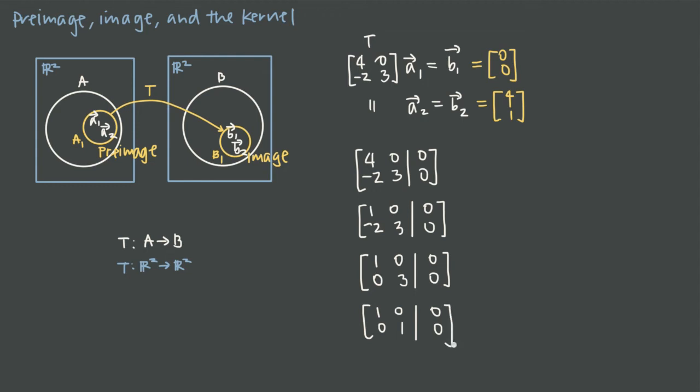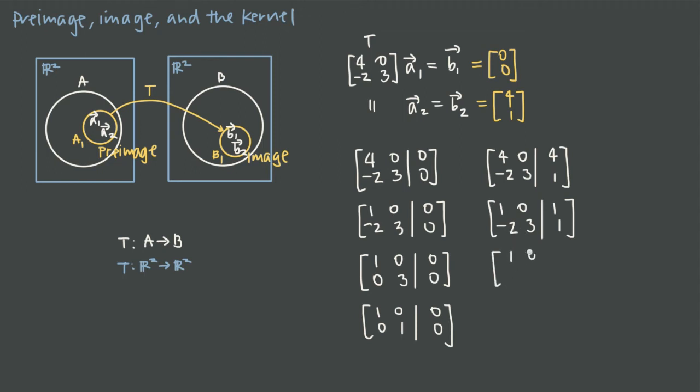And then I can do the same thing with the second vector, 4, 1. So I'll just augment the transformation matrix, 4, 0, negative 2, 3, with the vector 4, 1, and put this in reduced row echelon form. So again, I'll divide through by 4 to get 1, 0, 1, and then negative 2, 3, 1. And then I'll add 2 of the first row to the second row.